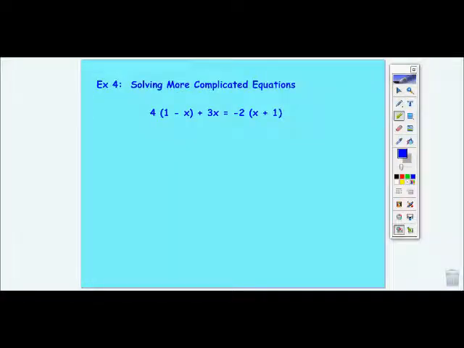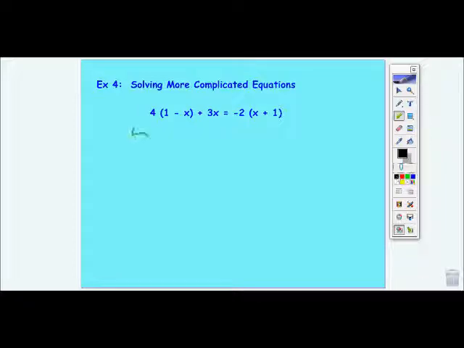So example 4 continues with complicated equations. And we'll see what color we end up. I'm going to change to black so that we can see if we can make it through, and we'll see what happens here. So in this complicated one, I see that we have some distribution. Distribution always has to go first. So first step is distribution.